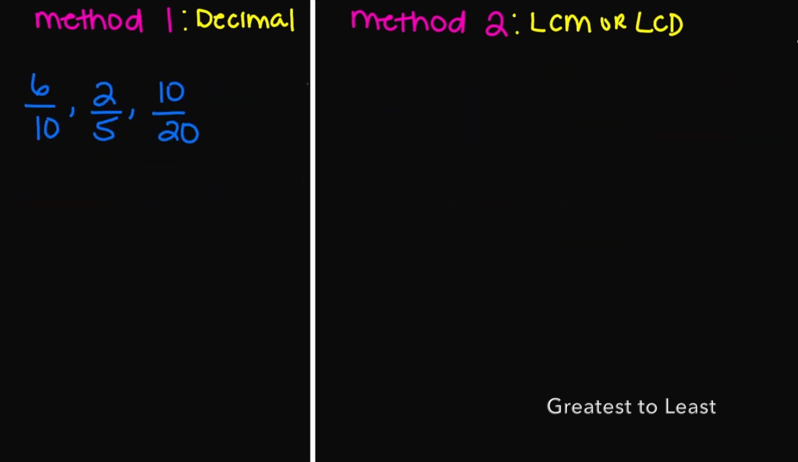Let's look at this example here. So if I turn these fractions here to decimals, your 6 over 10, this is going to be 0.6 as your decimal. 2 over 5 as a decimal is going to be 0.4. 10 over 20 as a decimal is going to be 0.5.